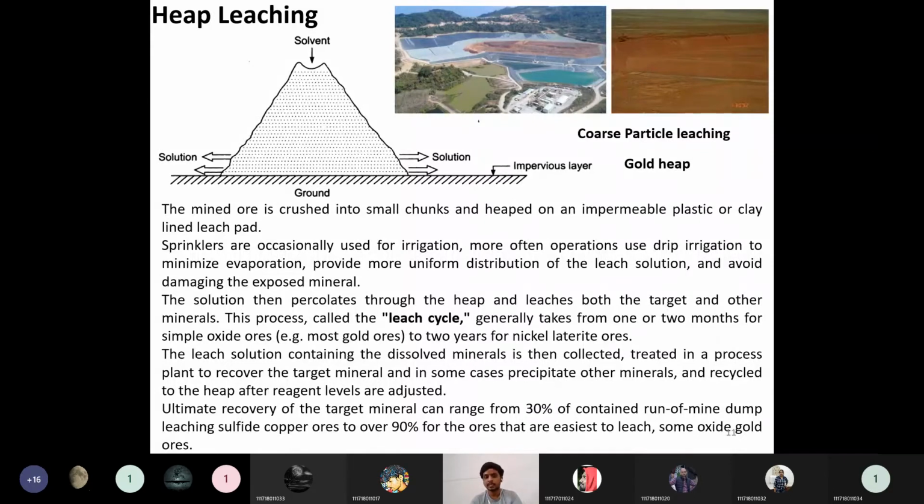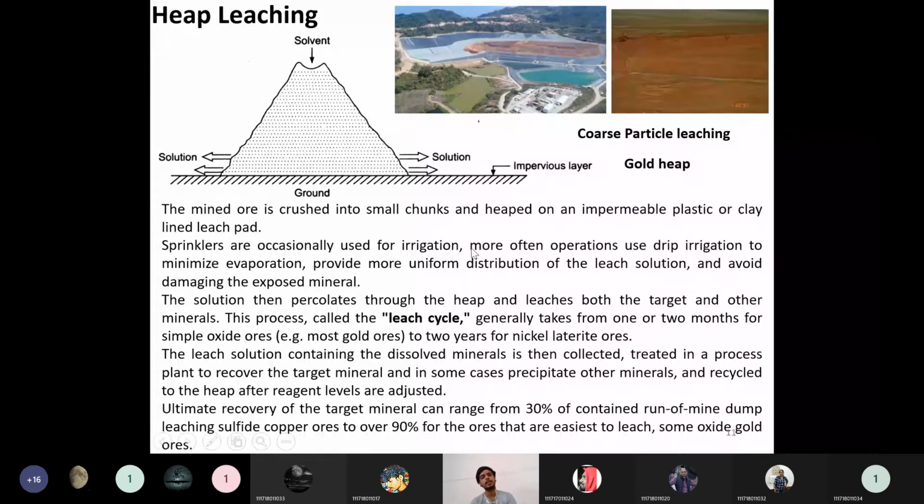Then the leach solution containing the dissolved minerals is collected and treated in a process plant to recover the target mineral and, in some cases, precipitate other minerals, and it is recycled to the heap after reagent levels are adjusted. The solvent after separation is sent back to the initial stage, or otherwise it is thrown out. Ultimately, the recovery of the target mineral can range from 30% for dump leaching of sulfide copper ores to over 90% for the ores that are easiest to leach, some oxide gold ores. So oxide gold ores are somewhat easy to leach compared to nickel laterite.